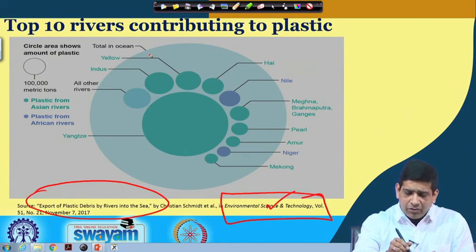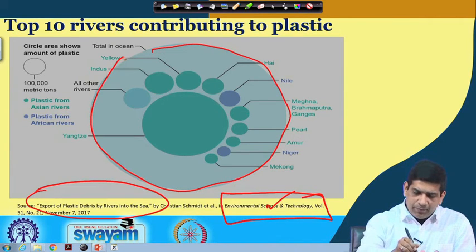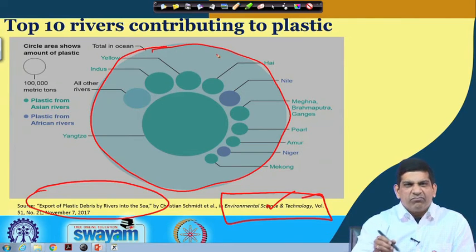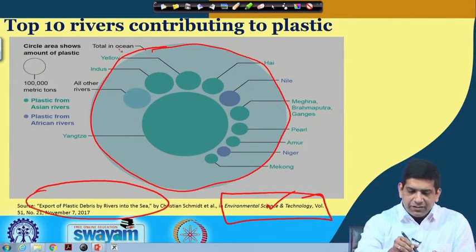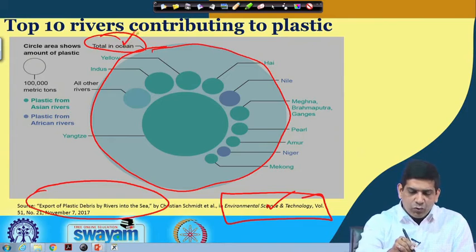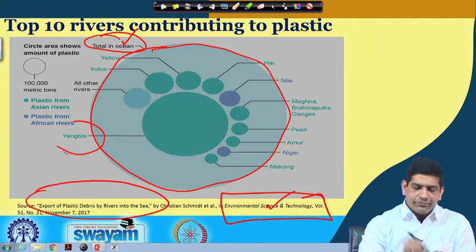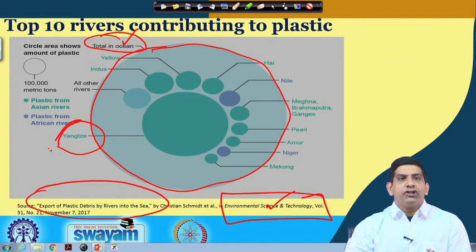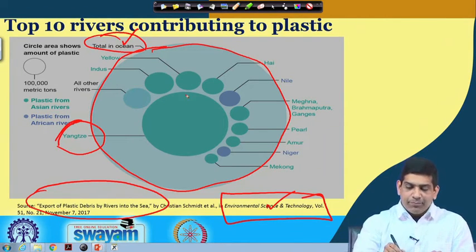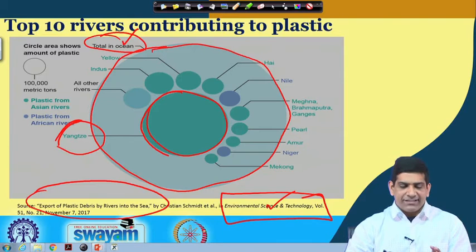The circle on the top that you are looking at, I'm just trying to encircle that. This top one, in a lightish greenish grayish color, talks about the total in ocean. That is the total amount of plastic which is present in the ocean. Now, out of these, the number one source is the Yangtze River. This is the river in China. So the Yangtze River is the biggest source of plastic getting into the ocean, and you see the biggest circle over there.